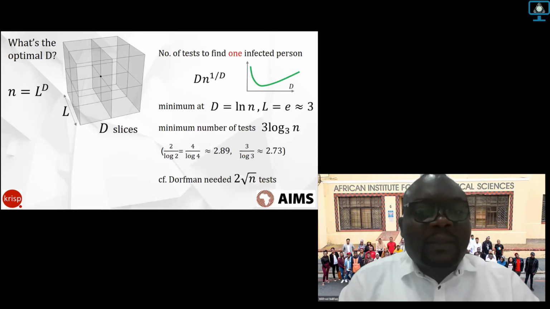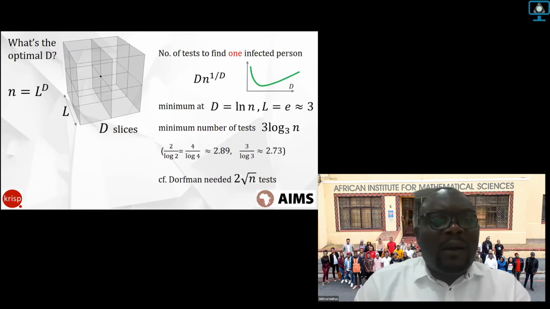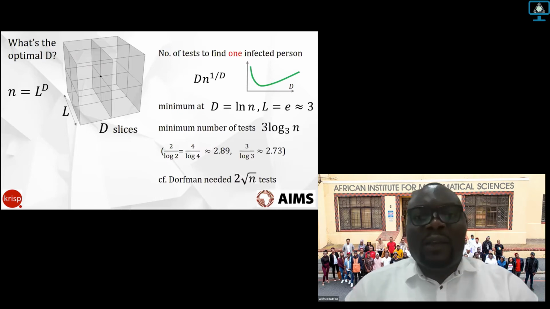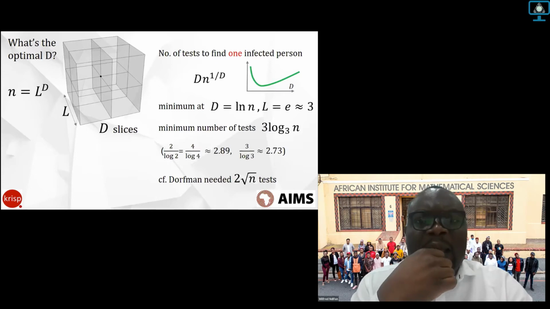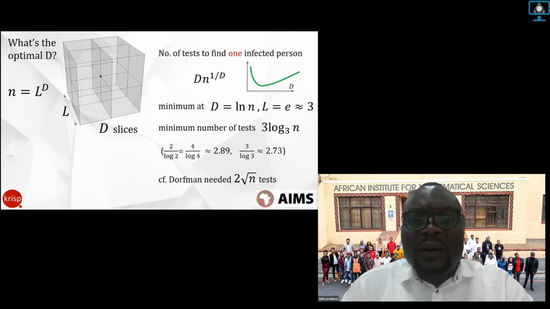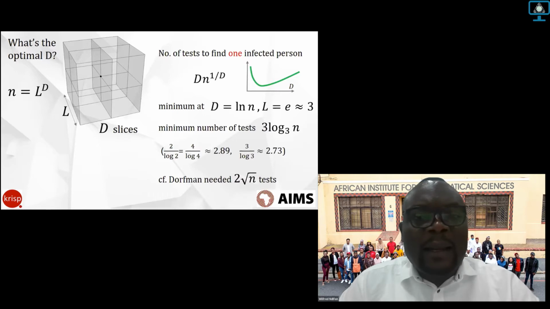So actually there is, and it's very simple to determine this. If you treat D as a continuous variable, the number of tests you do is L times D. So you can minimize this number of tests with respect to D. And if you do that, you get an optimal value for D, which is the logarithm of N. And from that, you get an optimal value for L, which is actually E. And because L must be an integer, we set L to 3, which is only about 5% larger than E. So our optimal number of tests is LD, where L is 3 and D is log to the base 3 of N. So essentially the number of tests is 3 log to the base 3 of N.